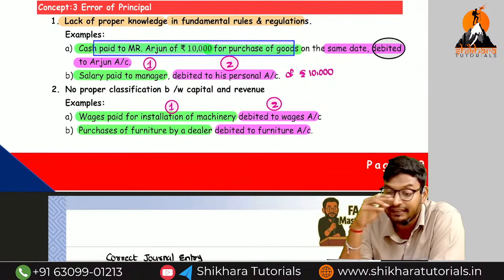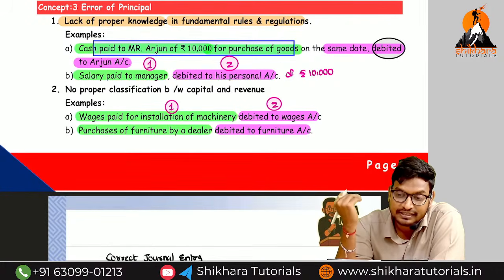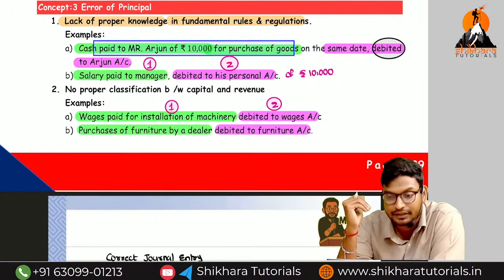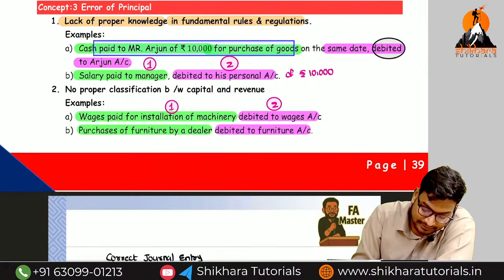Furniture. So what is the entry they have recorded? Furniture account debited to cash account. Can you see the right one? Rectification entry: simple. Purchase account debited to furniture account. So I think we have completely discussed the 3 examples.